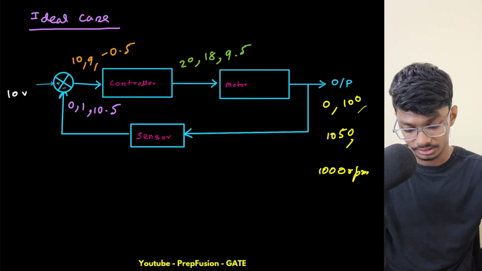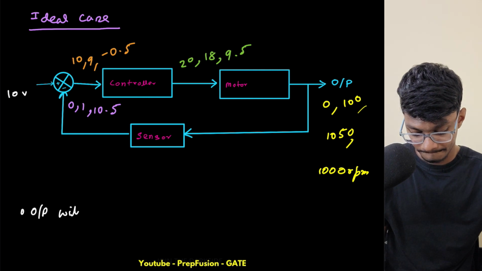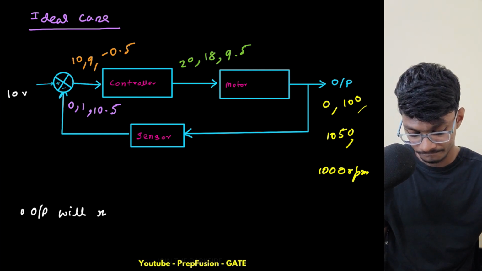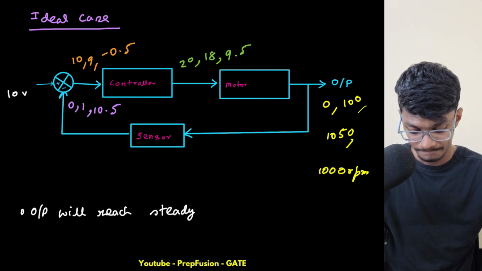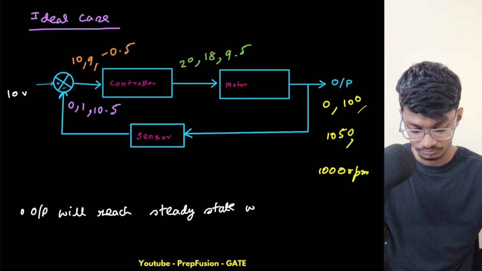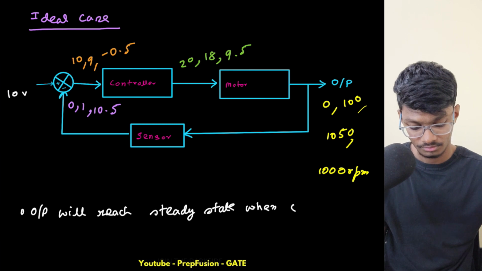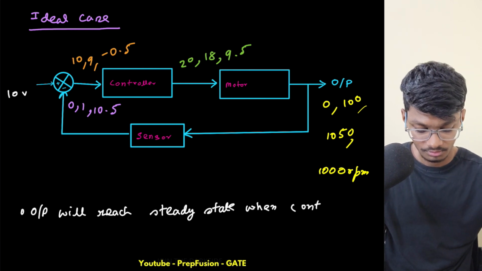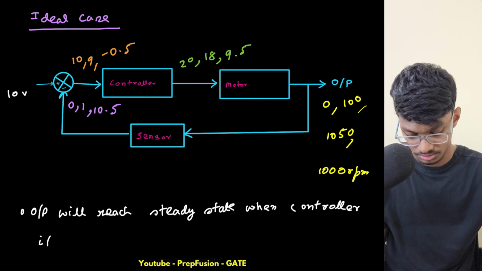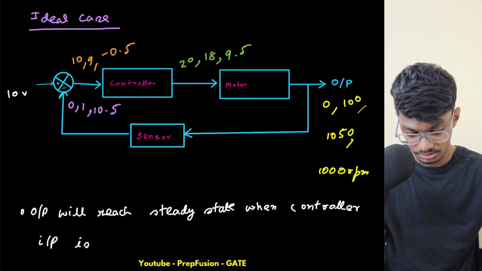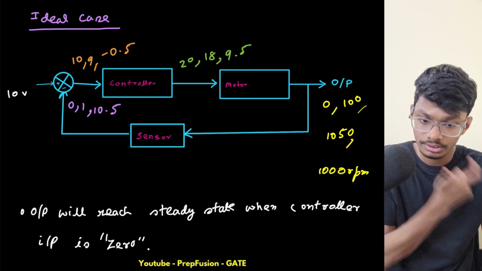So one thing I want to write here is that my output will reach steady state when controller input is 0. Very important. Output will reach steady state when controller input is 0. Then only my output will reach steady state.